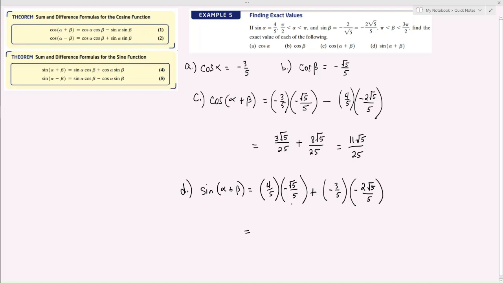Okay, simplifying this result, we've got a positive times a negative, so that's going to be a negative 4 radical 5 over 25. And this is going to be a negative times a negative, so we're adding a positive result of 6 radical 5, also over 25. So combining our like radicals here, we get 2 times the square root of 5 over 25.